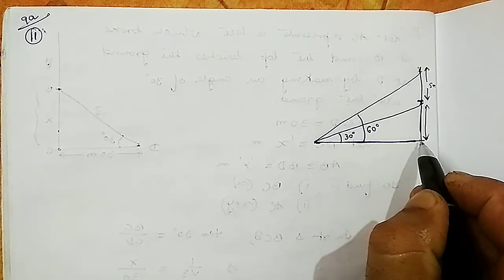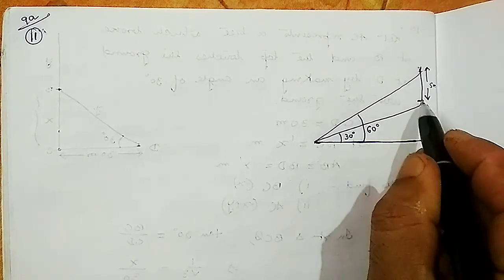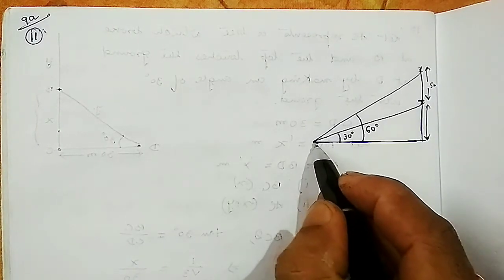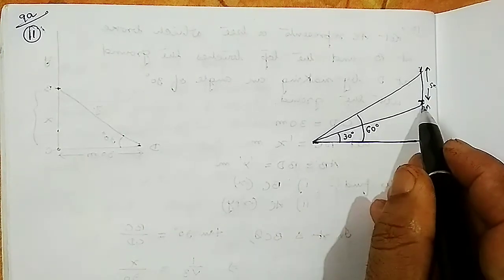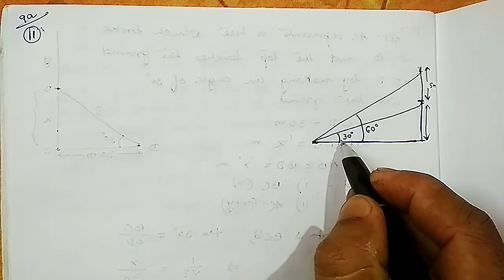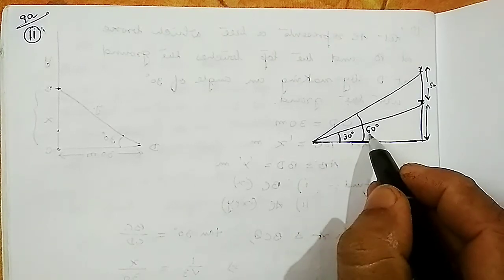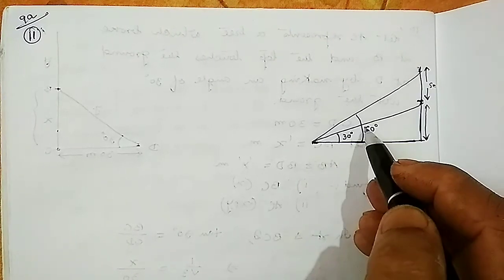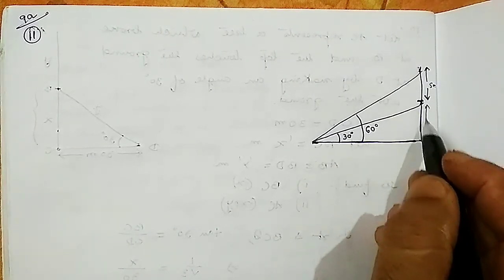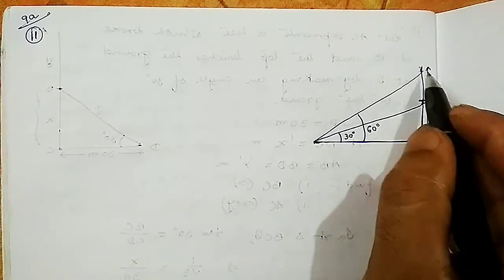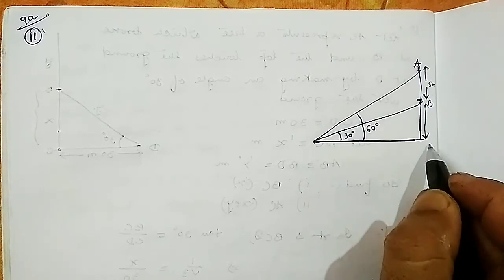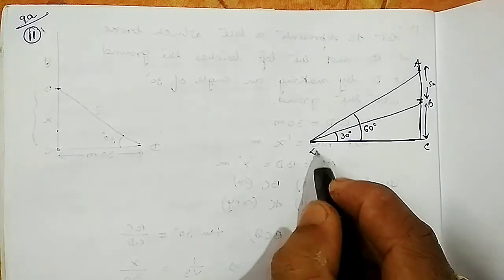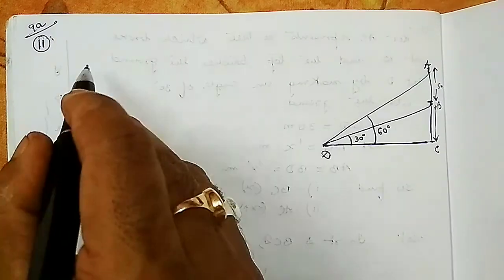This is the tower and this is a flagstaff on top of it. From this observation point, the angle of elevation of the bottom of the flagstaff is 30 degree and the angle of elevation of the top of the flagstaff is 60 degree. We are to find the height of the tower. We can name this point as A, this point as B, this point as C and this point as D.